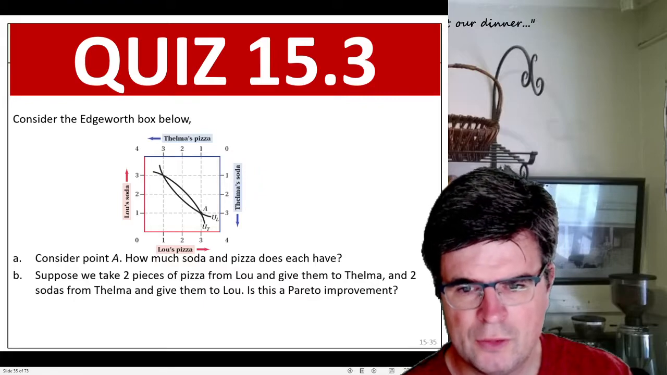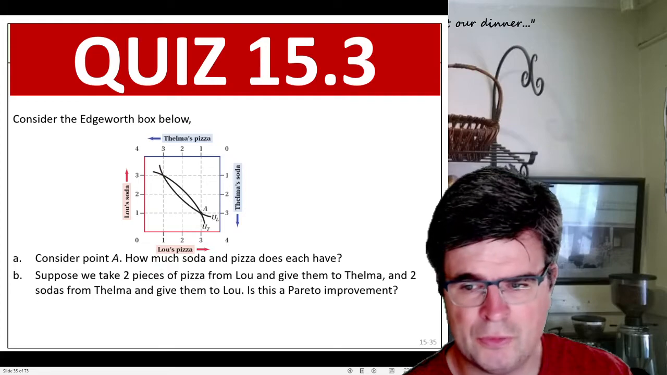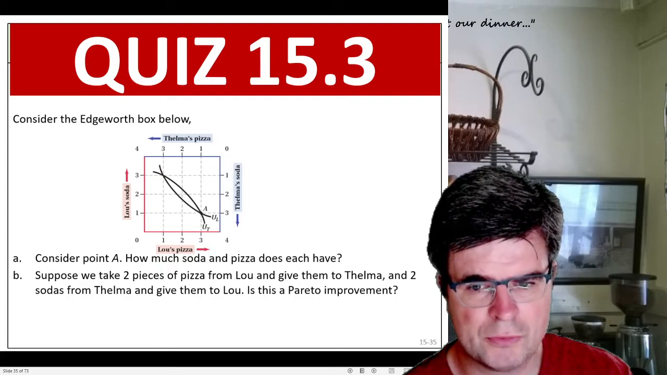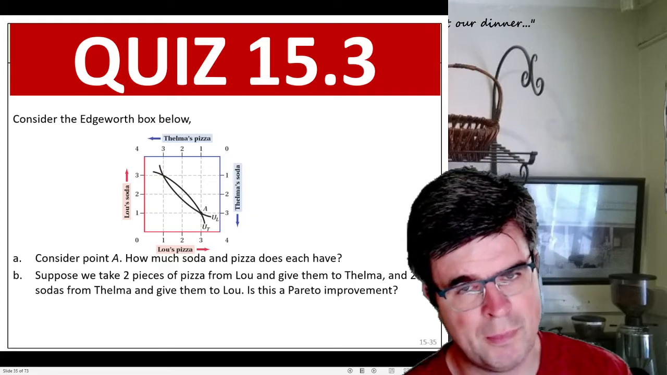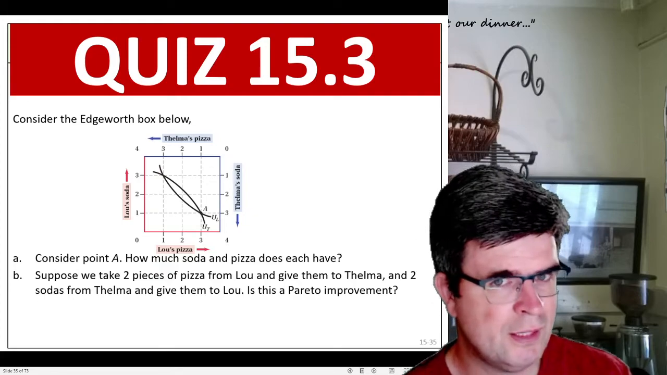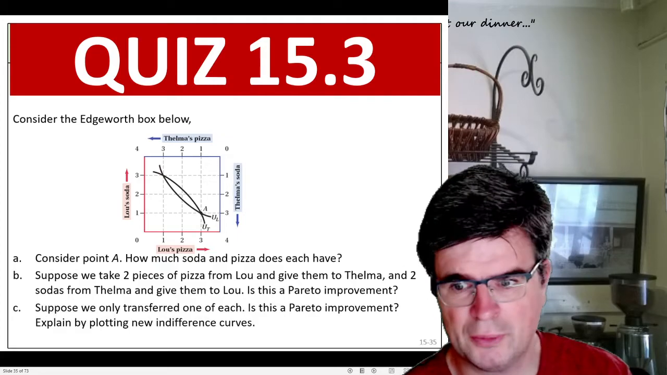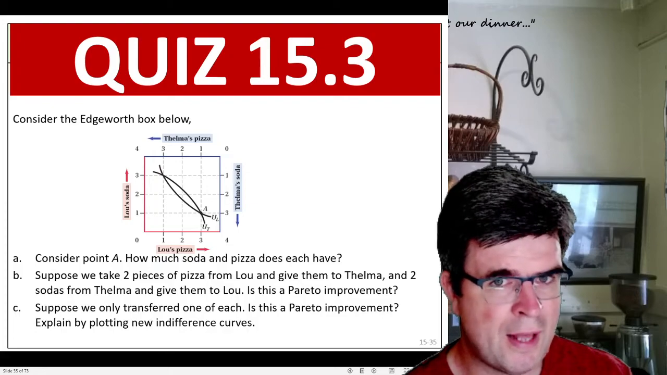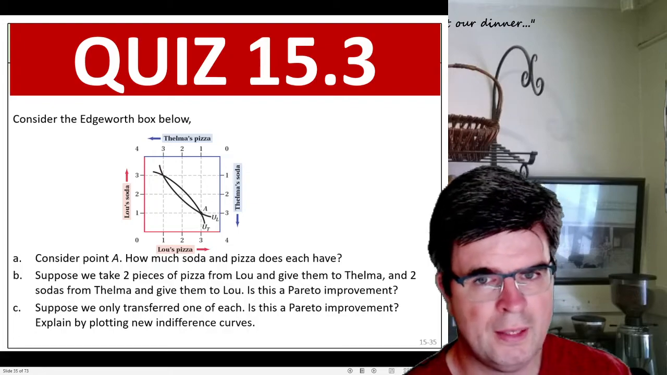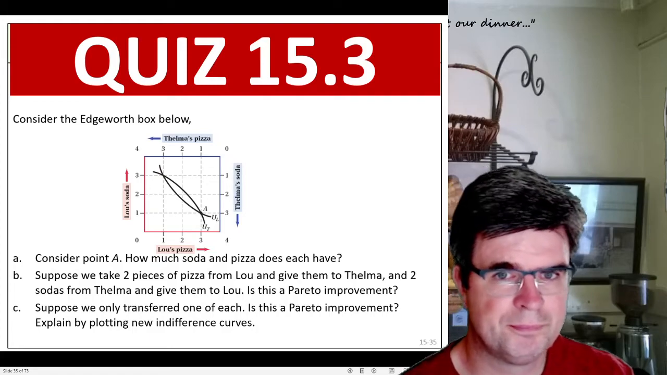Question B, suppose that taking point A as the point of departure, we take 2 pieces of pizza from Lou and give them to Thelma, and at the same time 2 sodas from Thelma and give them to Lou. Is that a Pareto improvement? Third question, very similar. Suppose that we only transferred 1 unit of each. Is that a Pareto improvement? And explain this by plotting new indifference curves.